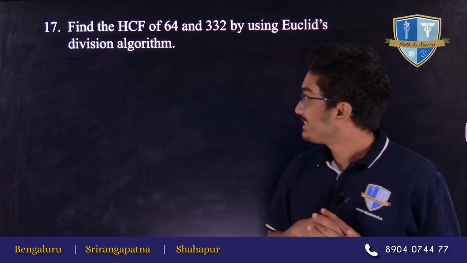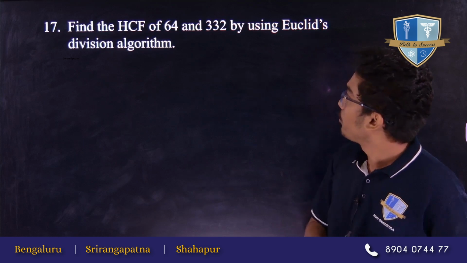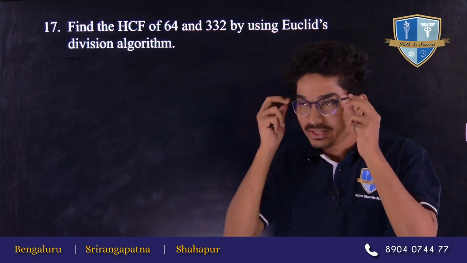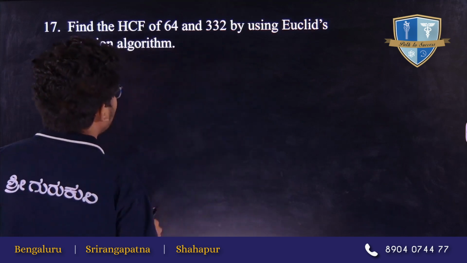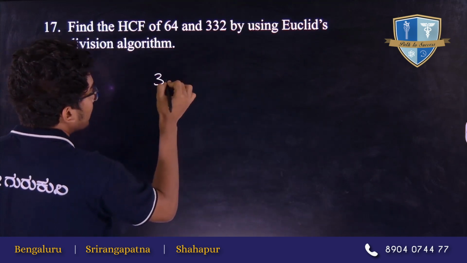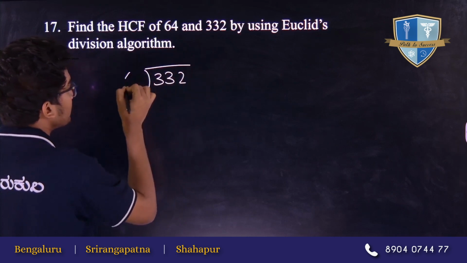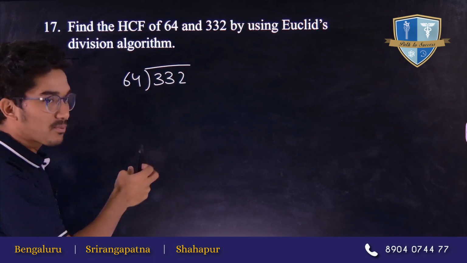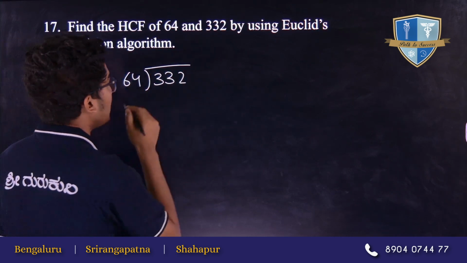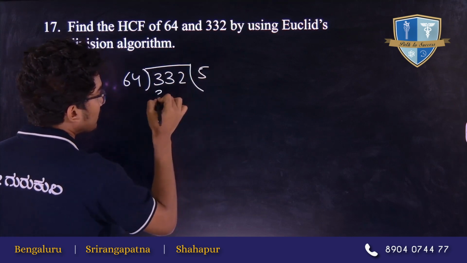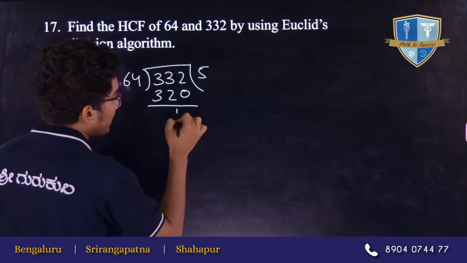So next question is, find the HCF of 64 and 332 by using Euclid's division algorithm. Euclid's division algorithm: we start with the greater number and divide it by the smaller number, which is 64, and we continue this process until we get remainder as 0. See how. If we divide 332 by 64, 5 times 64 is 320, and the remainder we are getting is 12.